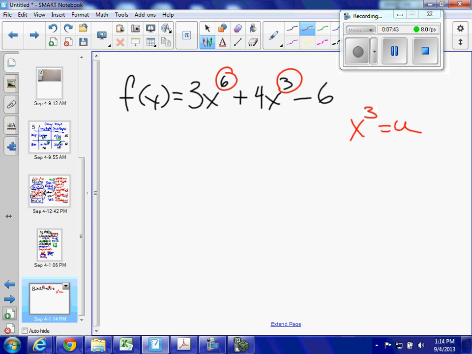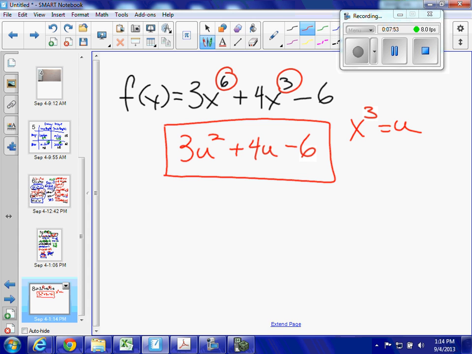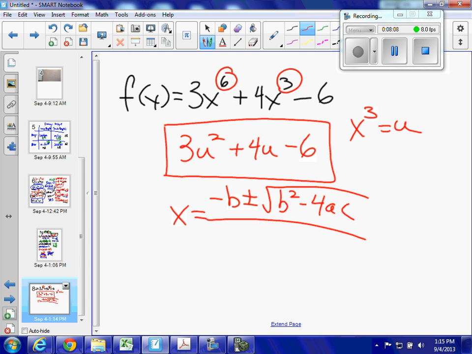And now I would have 3u squared plus 4u minus 6, which is a quadratic equation that we can solve, either by factoring or by using the quadratic formula, x equals negative b plus or minus the square root of b squared minus 4ac, all over 2a.